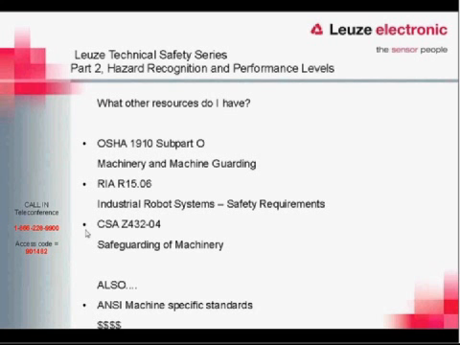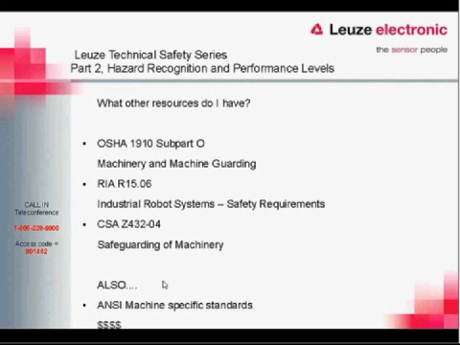And then for our neighbors up north, we have CSA Z432-04, Safeguarding of Machinery Standard, which is not a law, but it is what all of their safety standards, all the provincial safety standards are based off of. But what we also have is we have ANSI machine-specific standards. These are similar to CSA standards, as in they're not government standards, they are not the law. However, OSHA can refer to these under one of their general clauses saying that the machine has not been made safe based on this ANSI standard.